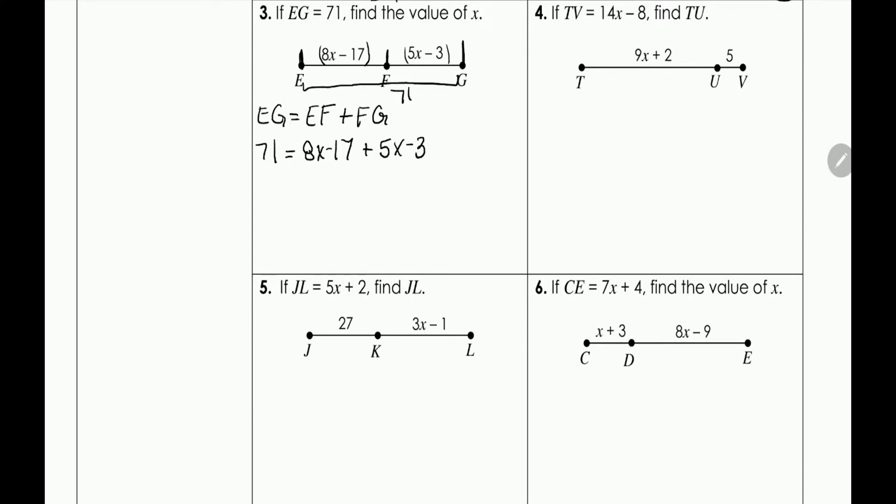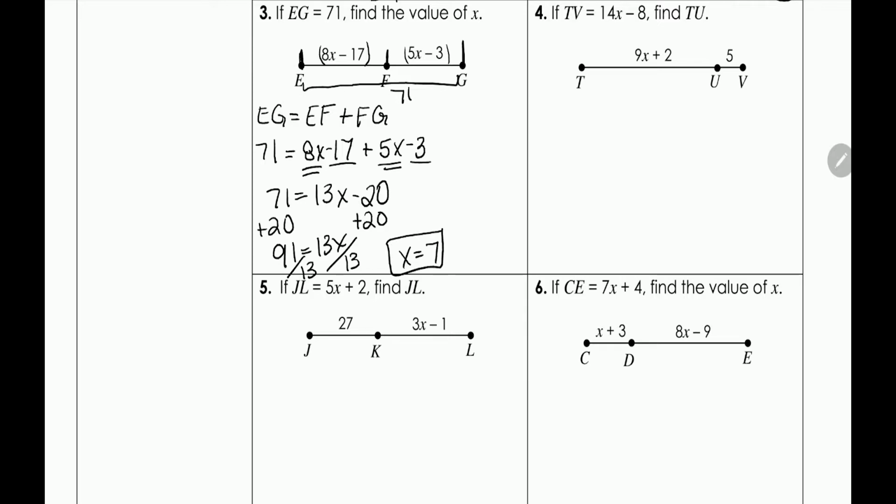Okay? Now we have something to work with where we can solve for x. So we'll add all the ones with x together on this side, and then we'll take the ones without x and add them together too and combine them. 8 plus 5 is going to give us 13x. Negative 17 minus 3 is going to give us minus 20. Then from there, we can solve. We'll add 20 to both sides because we need to get rid of the 20 first. So we're going to have 91 equals 13x. From there, we'll divide by 13, which is just going to give us that x is equal to 7. Since it just said to find the value of x, that's all we have to do for this problem.